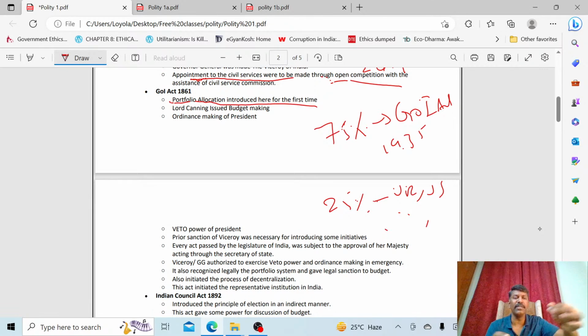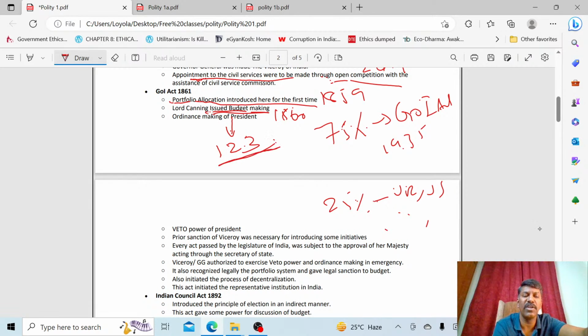And the second important thing, the portfolio allocation at the time of 1850. And the concept of the budget was first introduced by Canning during 1860. Other than that, there are provisions like the ordinance making power of the president, under Article 123 of the Indian Constitution, or 213 for the governor, and the veto power of the president, like absolute, discretionary, or subjective, and other various vetoes.